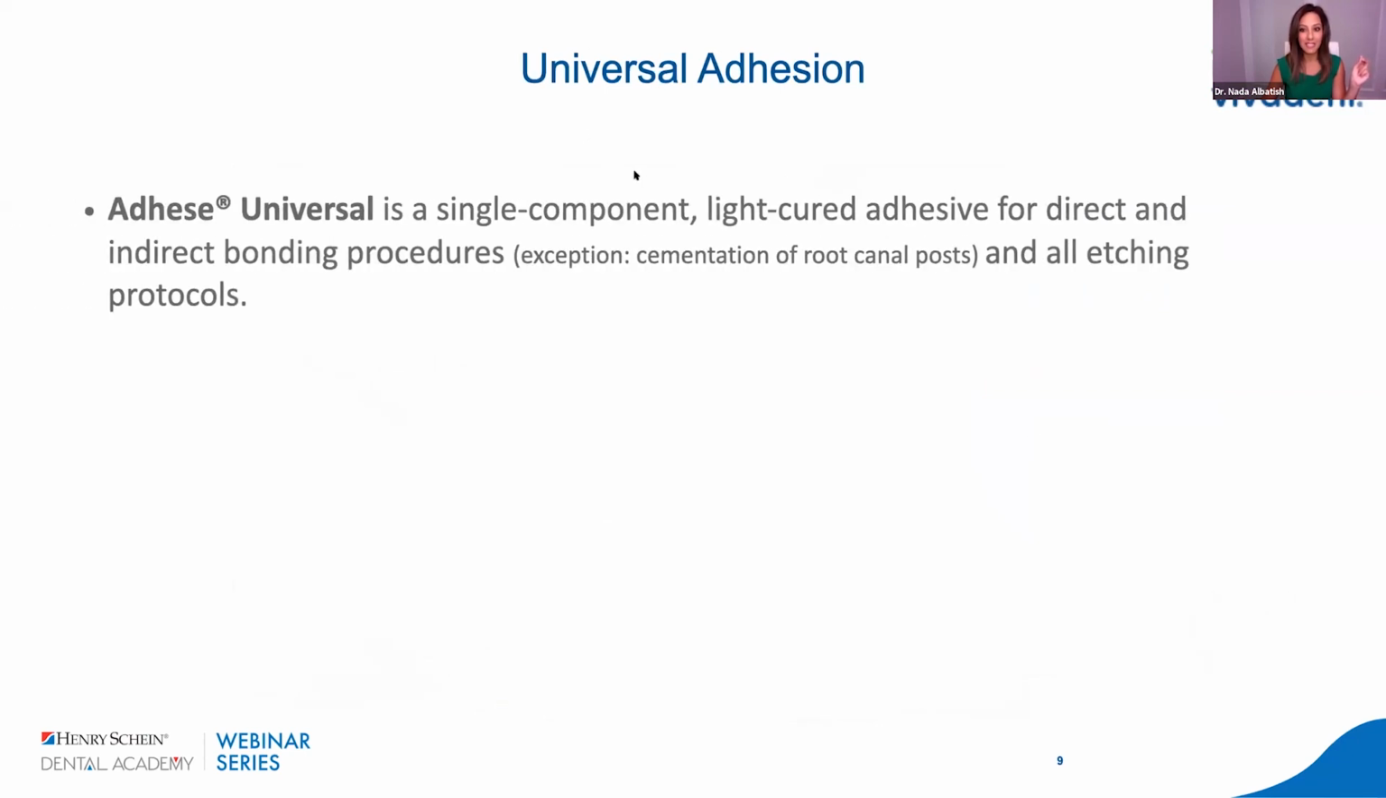So basically, it's a light cured adhesive. You can use it for anything from your posterior composites to your anterior composites, even to your veneer bonding and bonding inlays and onlays. And it's really versatile because any type of etching that you want to use, it's possible to use it for. And I'll walk you through that shortly.